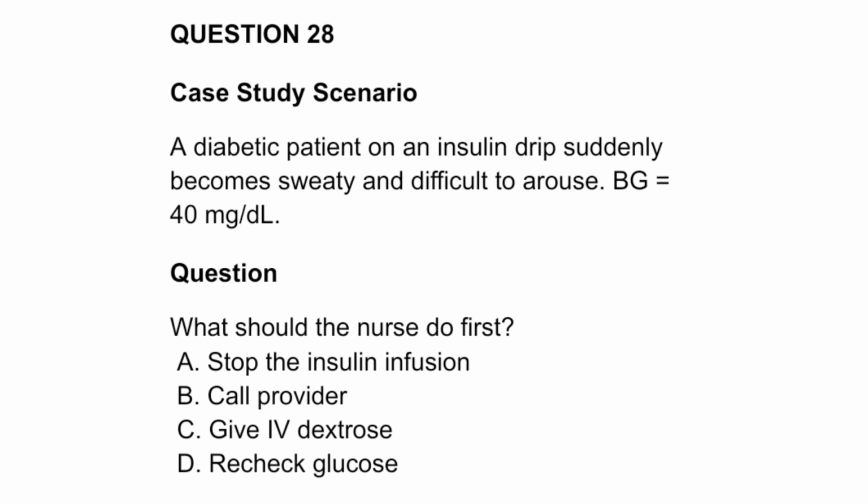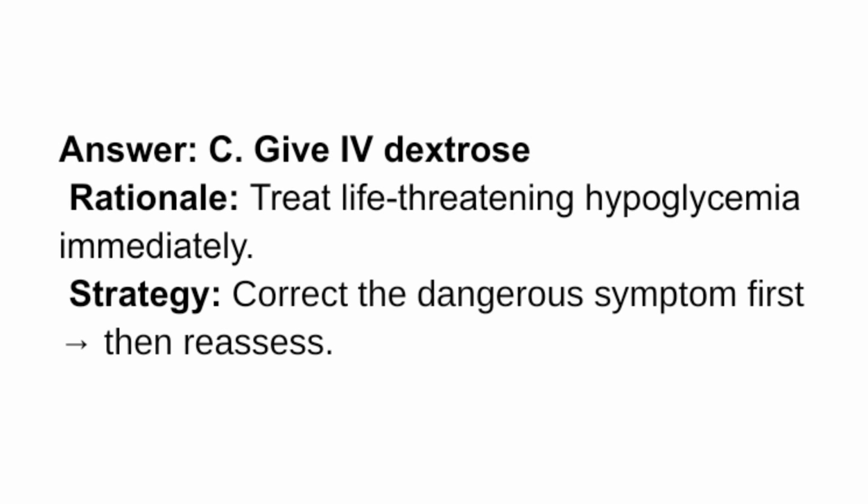Question: what should the nurse do first? A. Stop the insulin infusion. B. Call provider. C. Give IV dextrose. D. Recheck glucose. Answer: C. Give IV dextrose. Rationale: treat life-threatening hypoglycemia immediately. Strategy: correct the dangerous symptom first, then reassess.